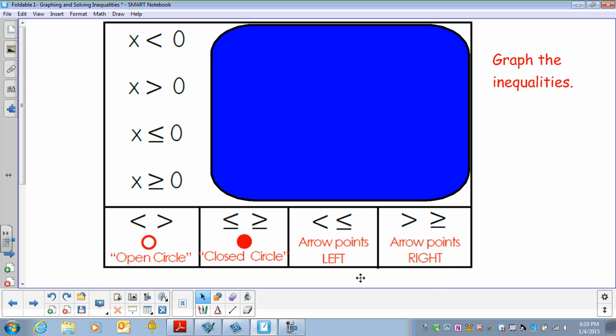Now this works when the variable is on the left side of the inequality. And we always want to solve with the variable, like here, x, on the left side. If the x was on the right side, we would rewrite it and flip the sign. So go ahead and graph these four inequalities.